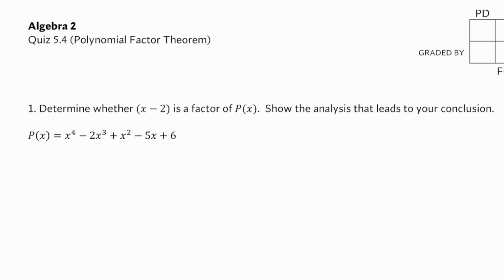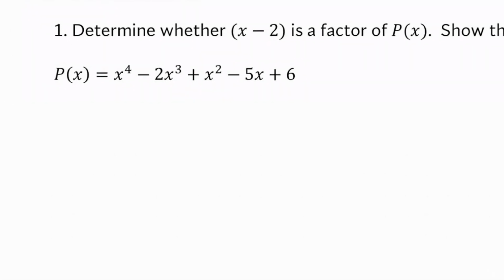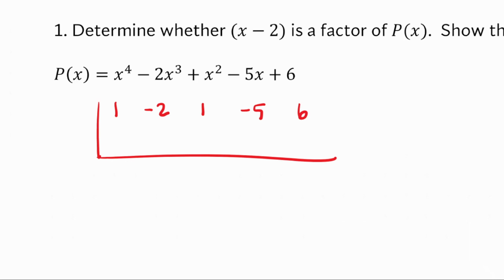Okay, so we're going to determine whether x minus 2 is a factor of p of x. And we're going to use synthetic division because we're dividing by x minus a number. So I'm going to copy the coefficients: 1x to the 4, negative 2x to the 3, positive 1x to the 2, negative 5x to the 1, and 6. And I'll be dividing that by 2.